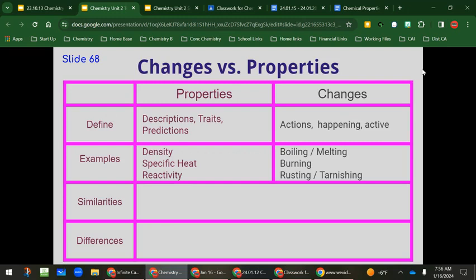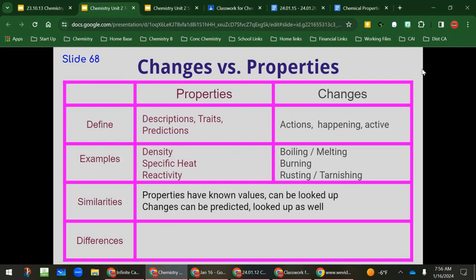Okay? Again, all we're talking about is changes in properties. Properties have known values, can be looked up. Even chemical properties can be looked up. You can look up if something will react with something else.